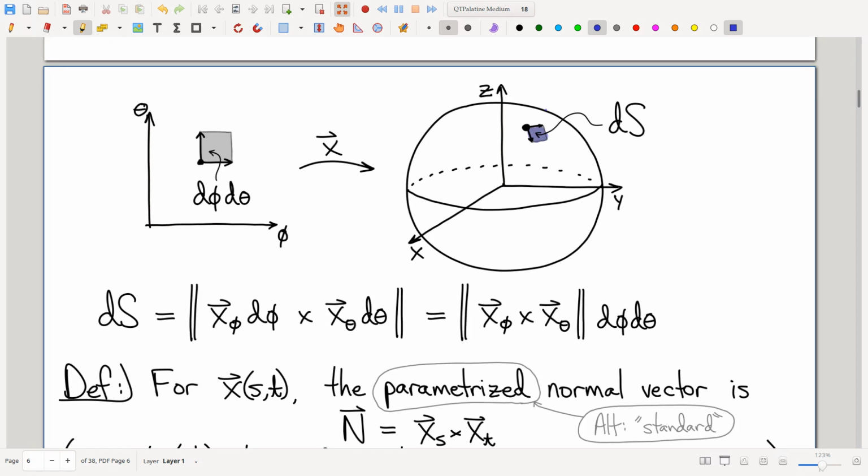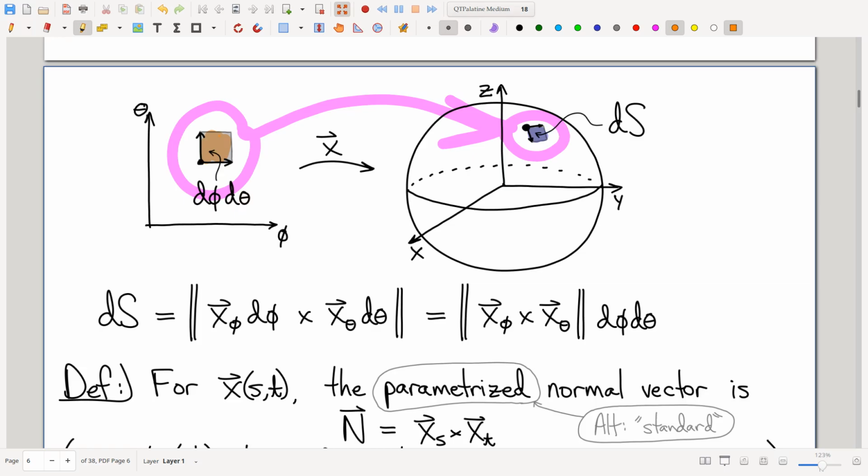Each one of those little pieces of area is going to be my stretching factor multiplied by these little pieces of area, d phi d theta. And all I have to do, if I want to get the whole sphere, is look at all of the values of phi and theta, I mean, the ones that give me the sphere, right?